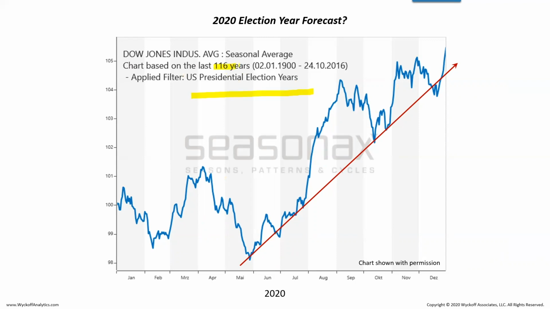So this is 116 years of data all summed together. We've talked about this chart in the past. I want to thank Seasonax for permission to use this chart. I also want to show here, as we talked about last week, that the month of August was a wickedly good month in the election year cycle.